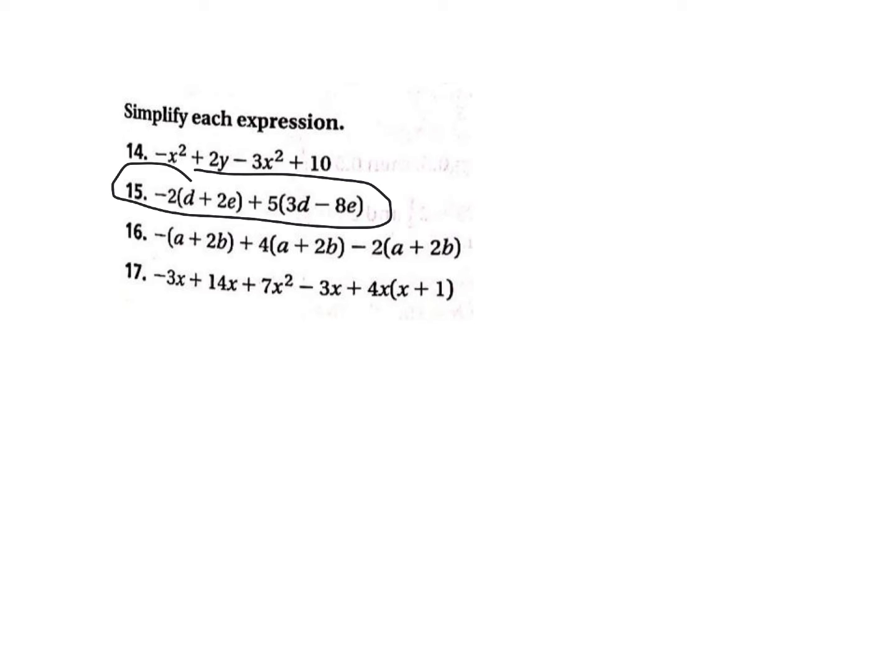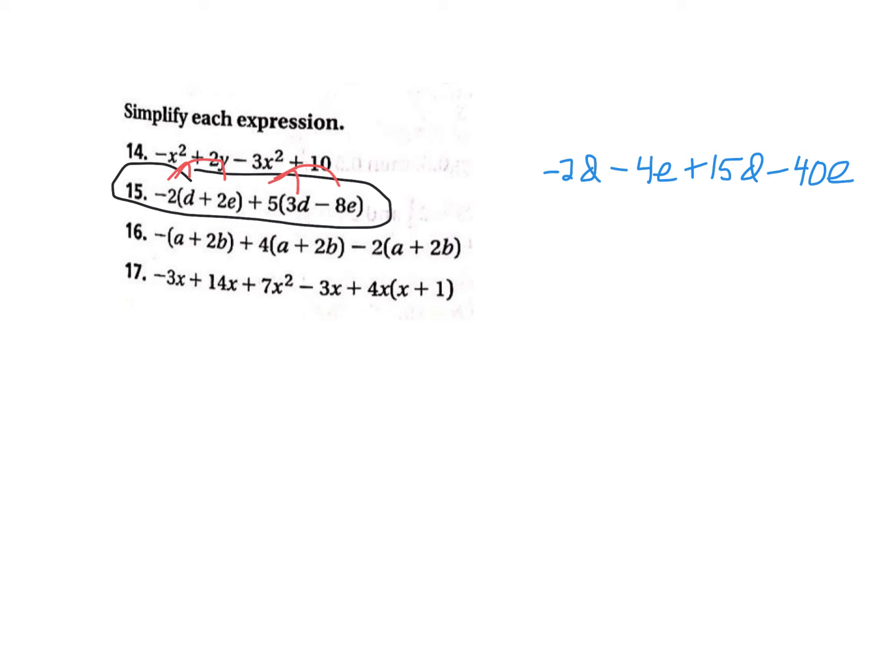I'm going to start off by distributing the negative 2 and then the 5. Off to the side, I'm going to do the work. Negative 2 times D is negative 2D. Negative 2 times positive 2E is a negative 4E. Then distributing the 5, 5 times 3D is a positive 15D, and 5 times negative 8E is a negative 40E.